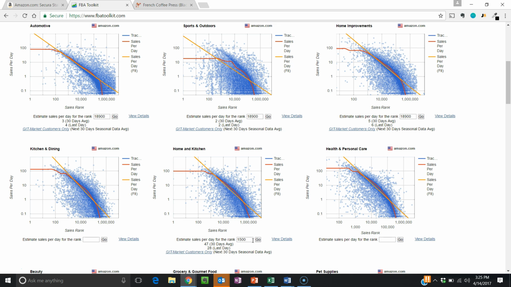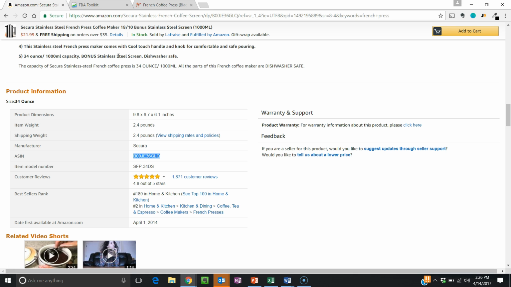I personally tend to go for ones that are more base hits, maybe like 15,000 would be pretty good, or even something along the lines of, let's say, 45,000 is not a bad one to go after, because there tends to be less competition, but you still have decent sales. And if you think about it, little sales add up quick. So let's do this.